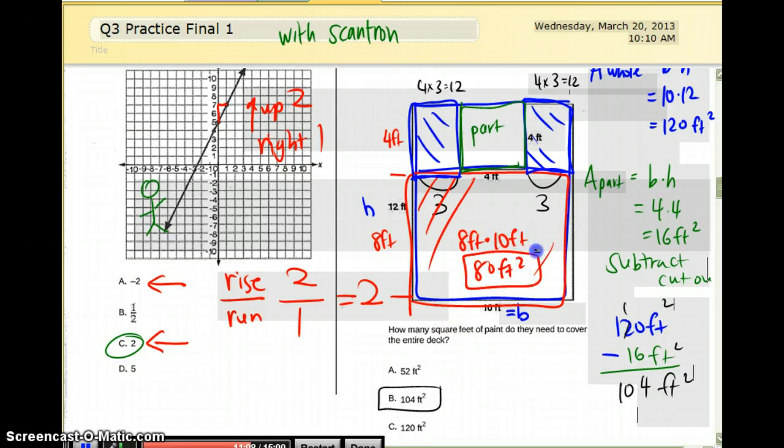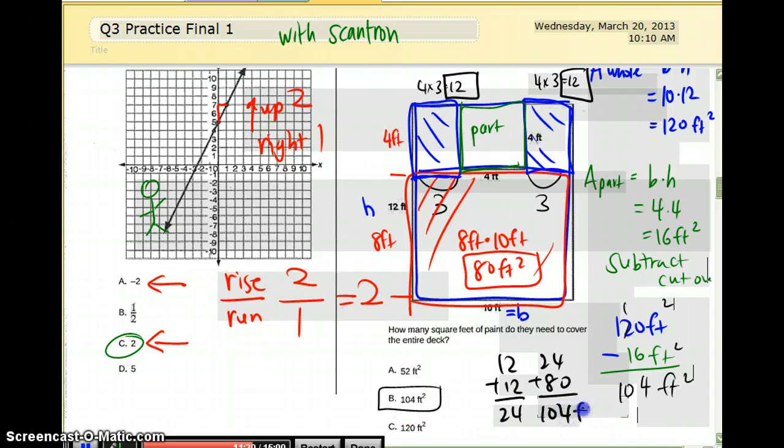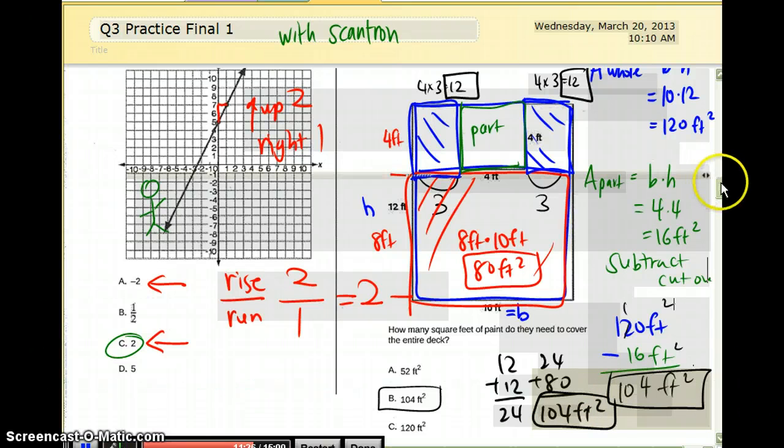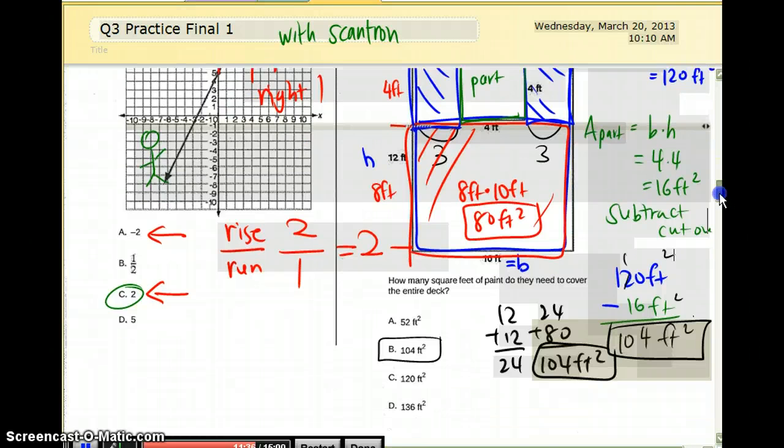So if I were to add up 80 feet with 12 and 12, then 12 plus 12 is 24. 24 plus 80 would give me 104 feet squared. So another way to look at the problem would be to look at it in pieces and add them all up. And I want you to really try that again for problem number 16 too. I'm not going to do that one for you, but it's very similar to 13.